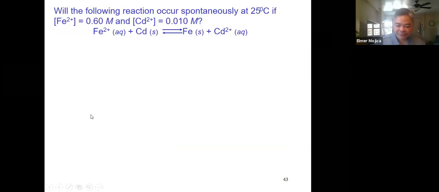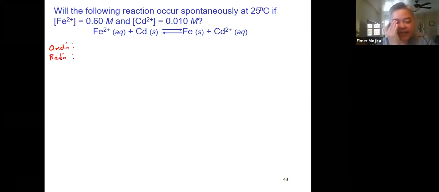So let's try to work on this problem. Will the following reaction occur spontaneously at 25 degrees Celsius if the Fe2 plus concentration is 0.60 and the cadmium 2 plus concentration is 0.01? So what's the first thing that we're going to do here? We determine which is the one that is oxidized and which is the one that is reduced.